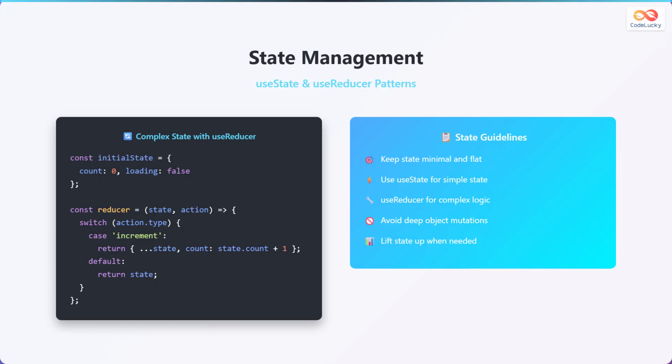First, keep state minimal and flat, which means avoid nested state objects. Second, use useState for simple state, which means basic values or single pieces of data. Third, use useReducer for complex logic, which means when you have multiple related states or complex state transitions. Fourth, avoid deep object mutations, which means always create new objects instead of modifying existing ones. Fifth, lift state up when needed, which means share state between components by moving it to a common ancestor.